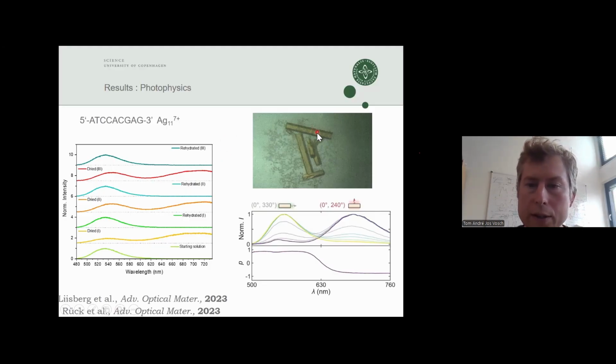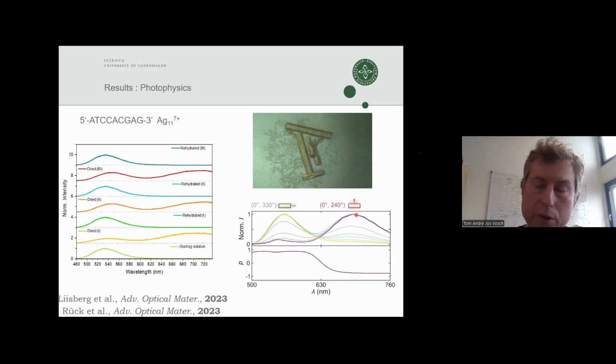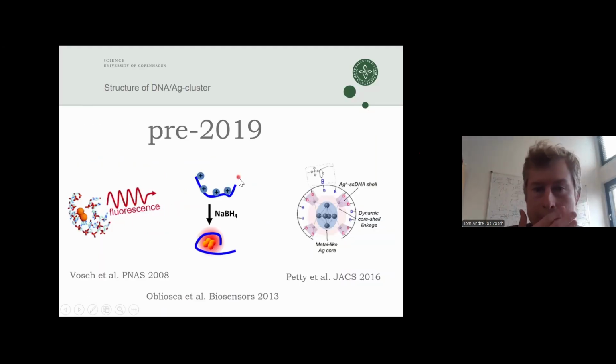Same in the crystalline state. When we did these measurements on single crystals, we actually noticed that the polarization of this red-shifted microsecond lived band is actually polarized perpendicular to the fluorescence. So that's quite intriguing, and that could maybe provide us some information about the origin of the electronic state of this long-lived emission.